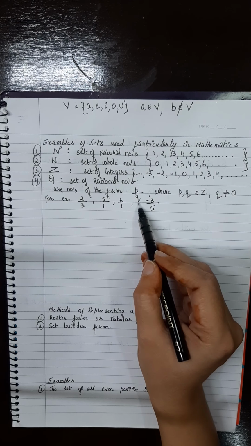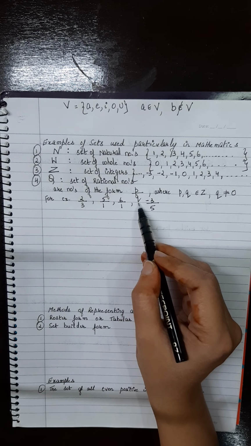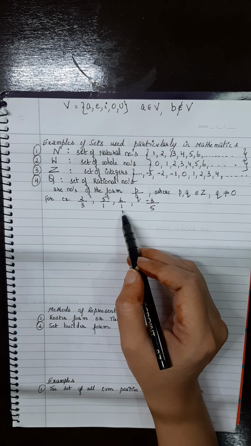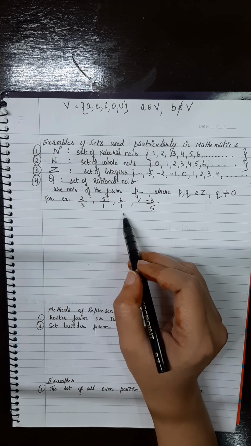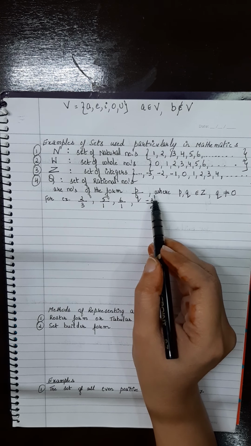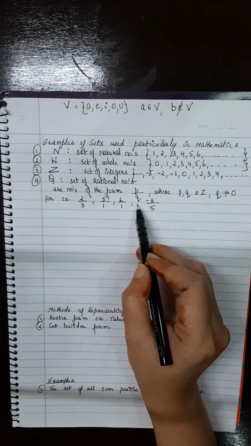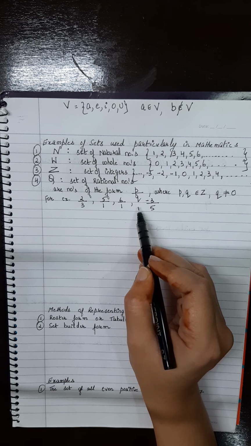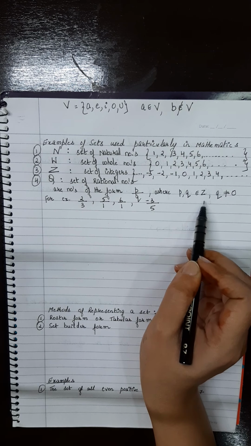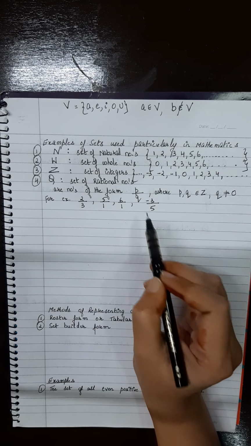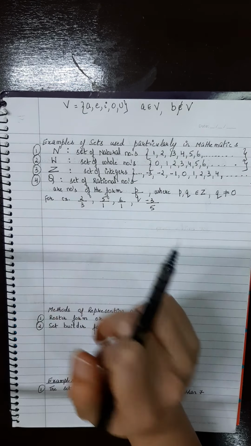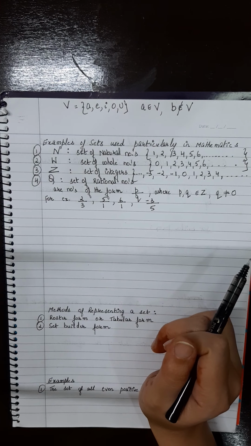Now since the denominator, which is Q, can be 1 also, so I can say that every integer is a rational number, but not conversely. A rational number need not be an integer. So all the numbers of this form P by Q, where P and Q are integers and Q is not equal to 0, is known as a rational number, and this set of numbers is denoted by capital Q.